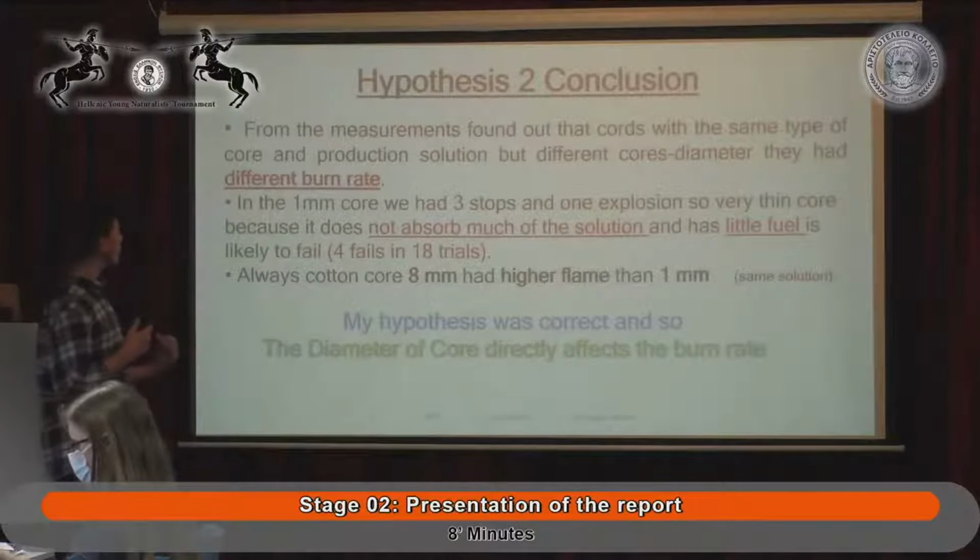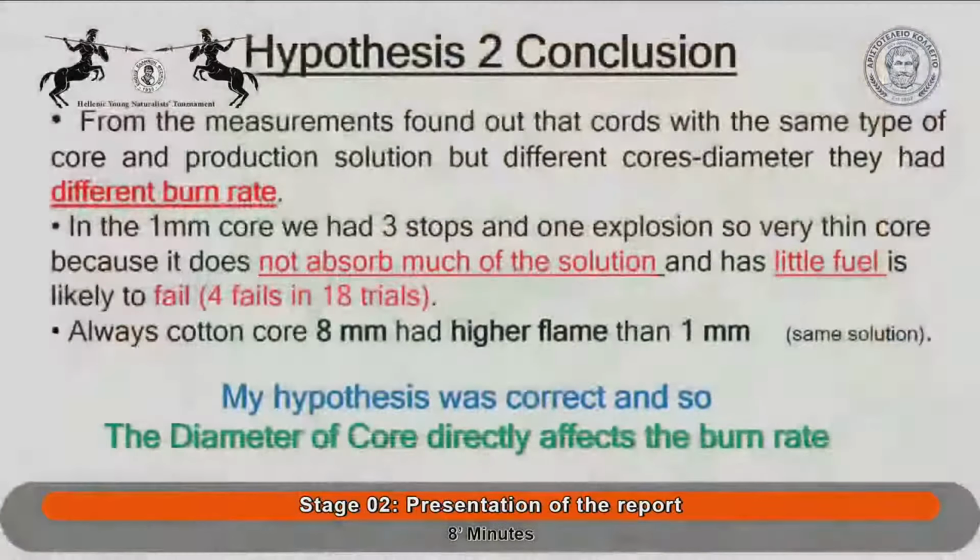So my conclusion is that I found out that cores with the same type of core and production solution, but different core diameter, had different burn rates. In the 1 millimeter core, we had 3 stops and 1 explosion. A very thin core does not absorb much of the solution, so it has little fuel and is likely to fail. So the cotton core of 8 millimeters always had a higher flame than 1 millimeter. So my hypothesis was correct.